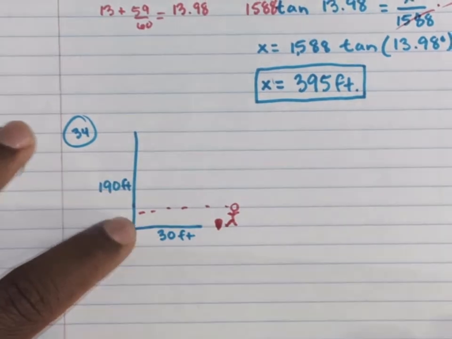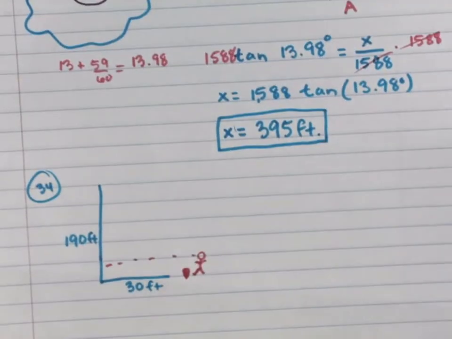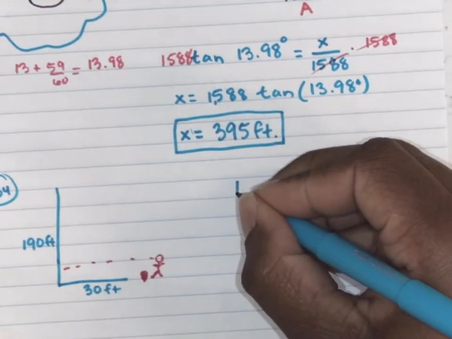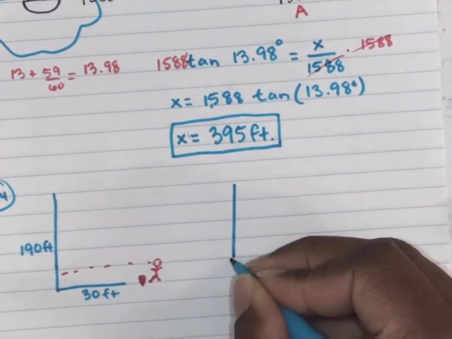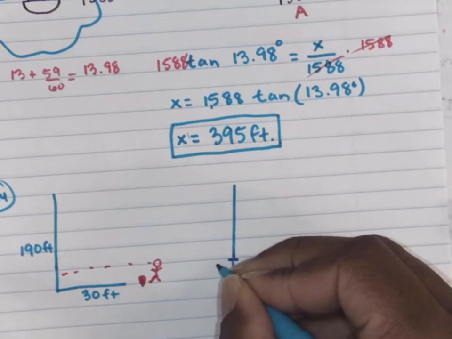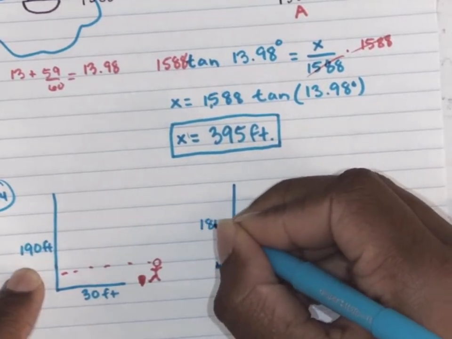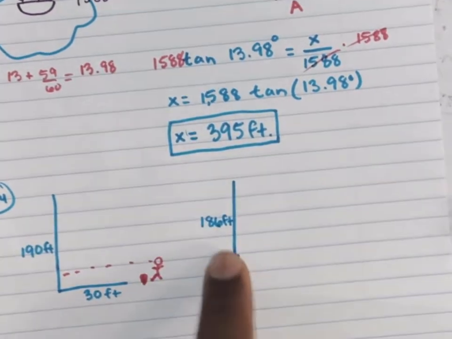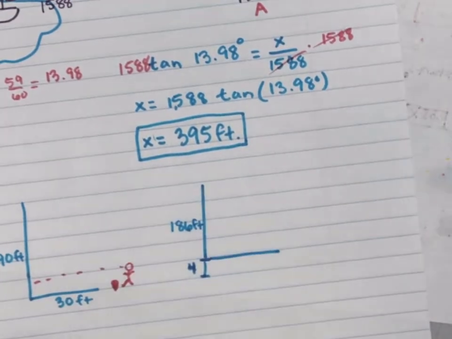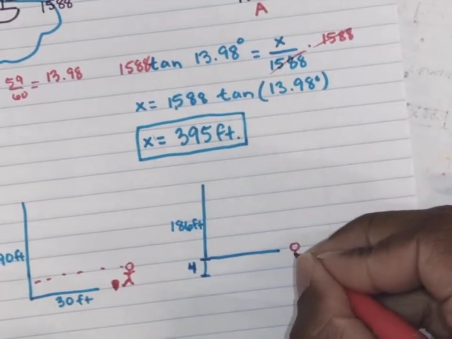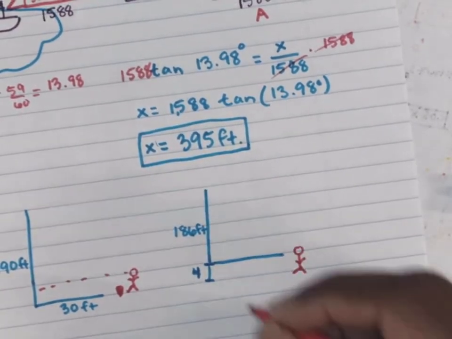So it's not really a height of 190. It's 4 feet shorter, because it says this is 4 feet. So maybe a better image would be from here to here. This whole thing is 190, but from here to here is 4 feet. So 190 minus 4 feet would be 186 feet. That's from the top of the building to his eye level. So then, from the person's eye level to the building is 30 feet.